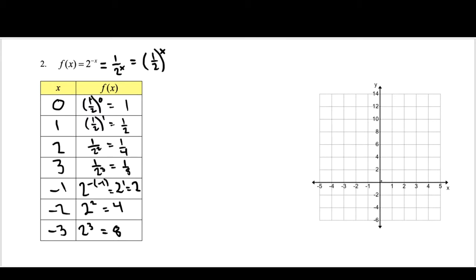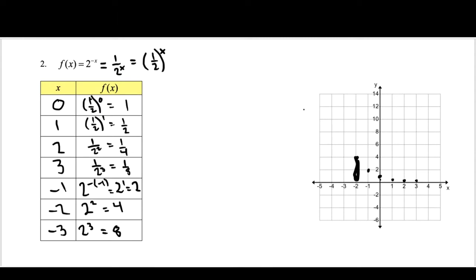If I plot these over here, I've got the point (0, 1), which is right there, (1, 1/2), which is about there, (2, 1/4), about there, (3, 1/8), it's getting closer and closer to the x-axis there. Negative 1, 2 is right there. Negative 2, 4 is right there.